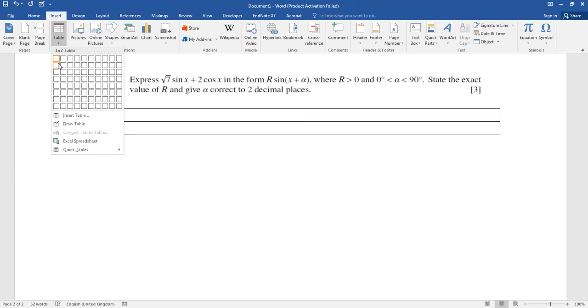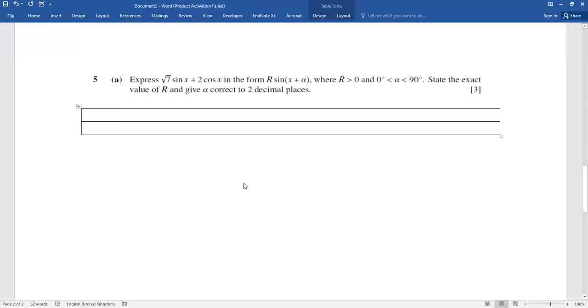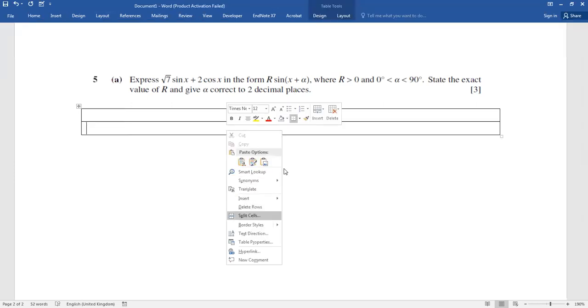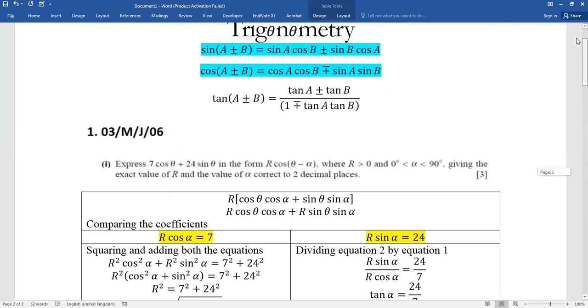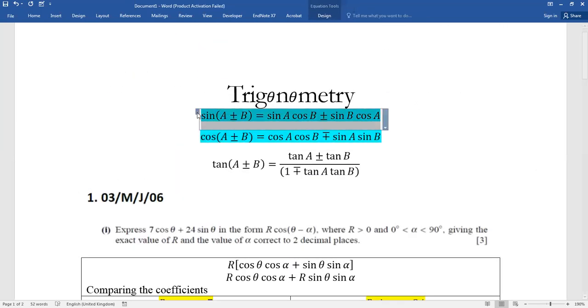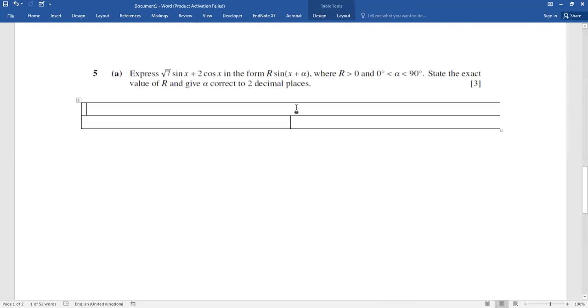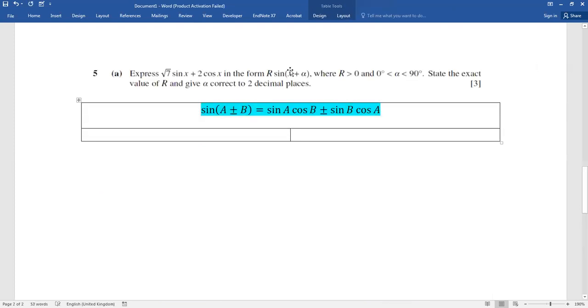Start with the answer. Yes, start with the answer, the final form that you're supposed to land on, which is r sine x plus alpha. Open up this compound angle and let me know what you get. MF19 will provide us with this compound angle formula, so I'm providing it to you. And remember that the compound angle expansion will eventually multiply with R as well.